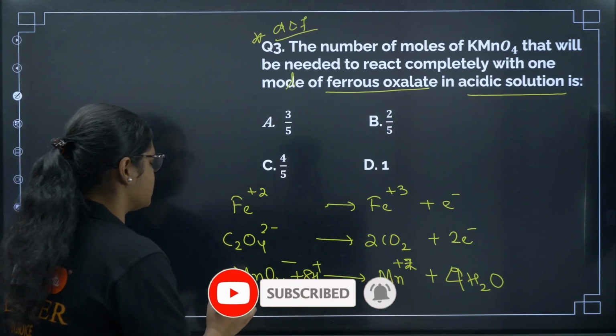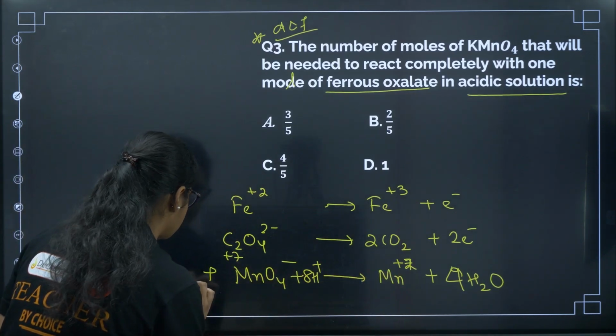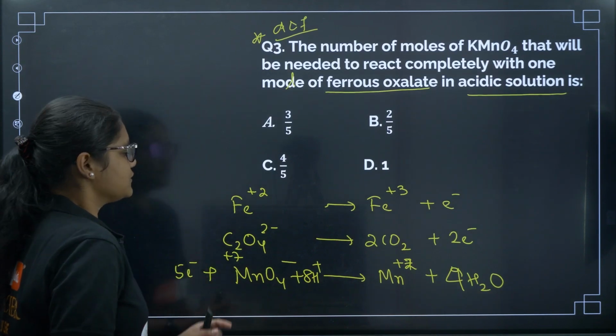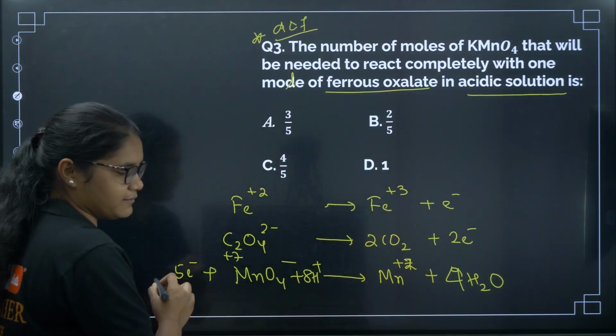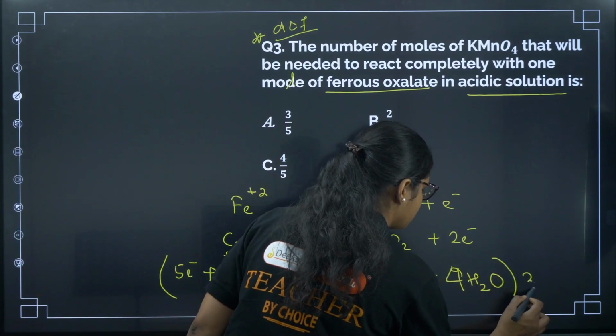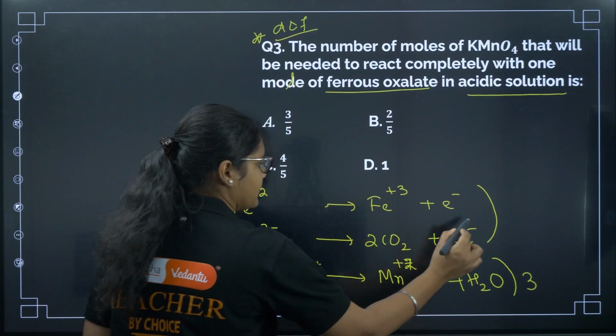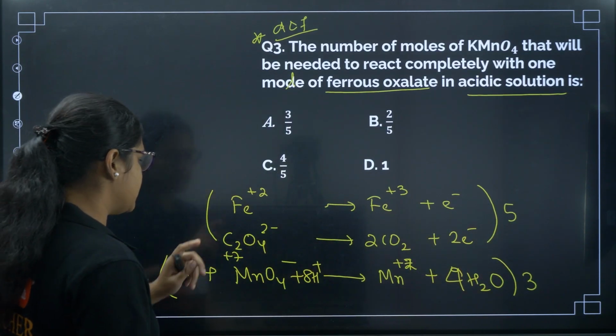Now you see the number of electrons here is +7 to +2, so the number of electrons I need is 5 electrons, right? If I add these first 2 reactions, there are 3 electrons, and here there are 5 electrons, right? So to balance out, this equation should be multiplied by 3 and this equation should be multiplied by 5. Okay, so now we will multiply both the equations and add them.